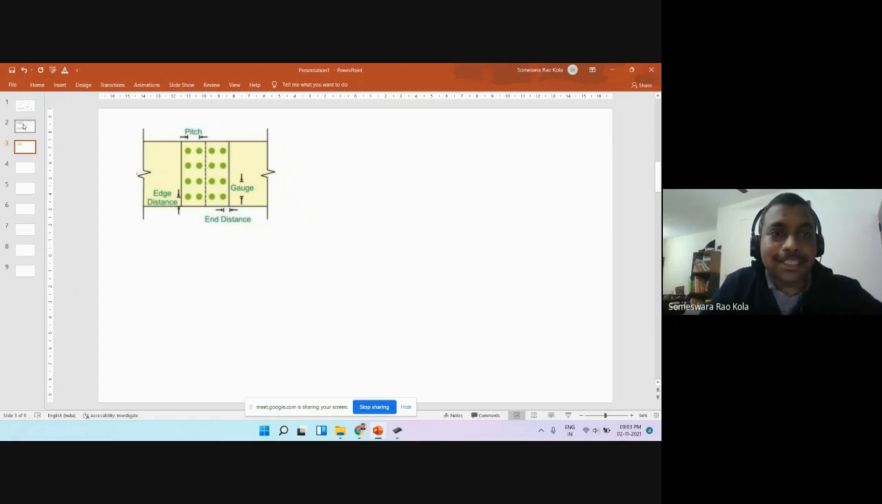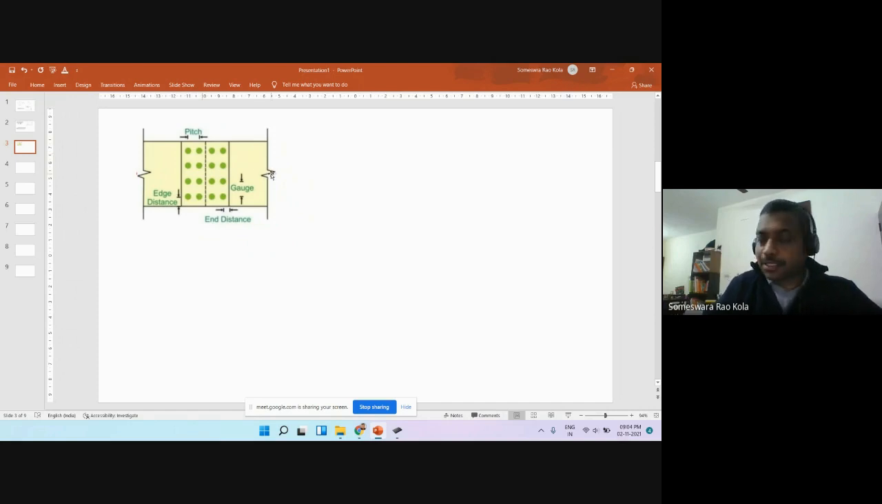Now, these terminologies: we have pitch and gauge. These are the two important things. And edge distance and end distance are something that you should always have at your fingertips, especially if you're becoming a design engineer. Pitch is the distance between two bolts in the direction of stress.